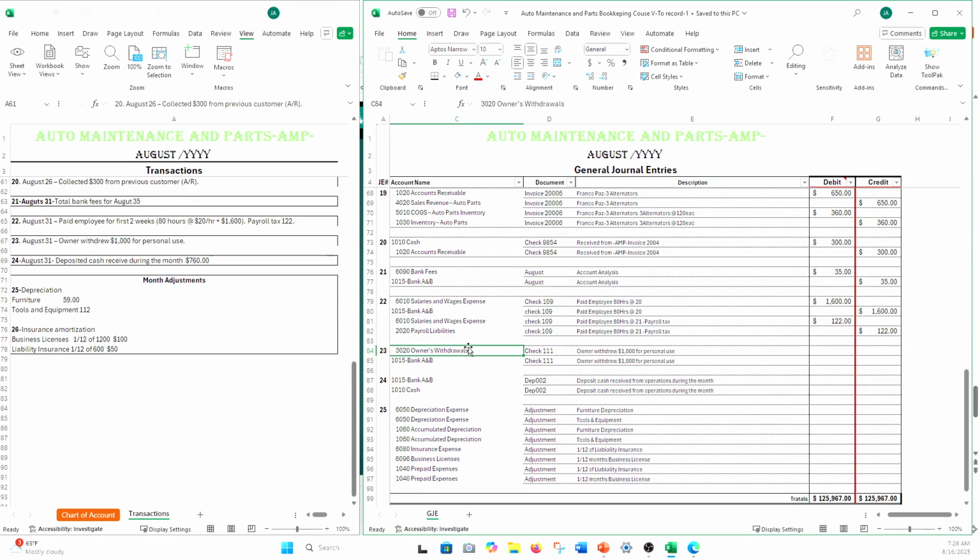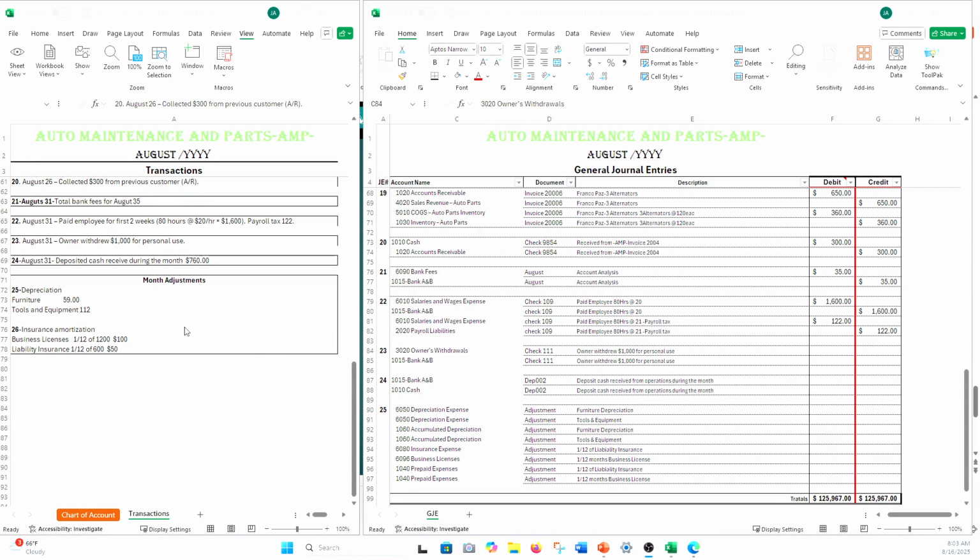Okay, let's move to number 23. August 31, an owner withdrew $1,000. So one of the owners says, okay, I need $1,000 from my capital investment. When they say that, they can just take money from that. It's not a good practice, but it happens sometimes.